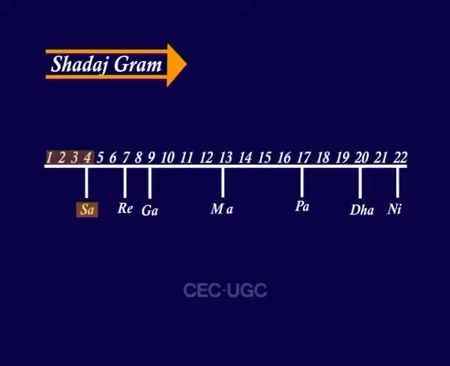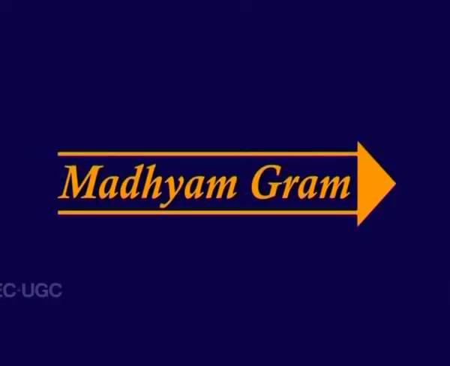You can see in the above table that Sa had 4 shrutis, number 1, 2, 3 and 4. And Sa was placed on the last shruti, that is the 4th shruti. Re had 3 shrutis, number 5, 6 and 7. And Re was placed on the 7th shruti, and so on. In this way, the ancient Shadajgram had the notes of the present Kafi That, having Ga and Ni as Komal Swar or flat notes. Now the next is Madhyam Gram.